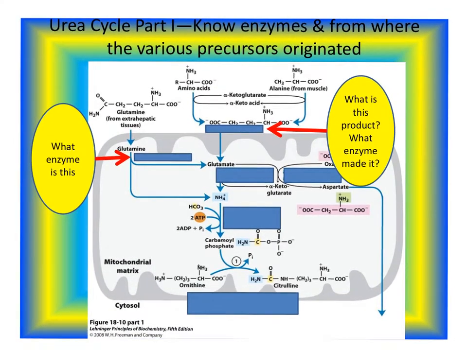And let me just point this out. This right here, what enzyme is this showing? The amino acid becoming this, and we're using alpha-ketoglutarate. So what is this enzyme? It's just a different way of showing it. It's an aminotransferase. It's just another way to show it.